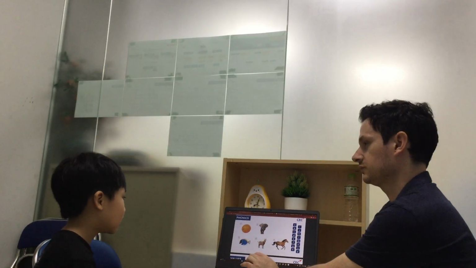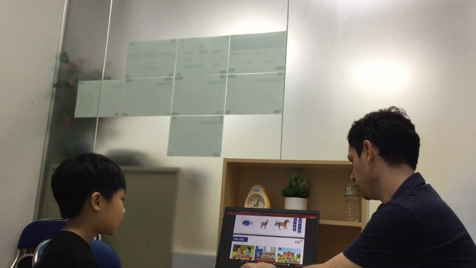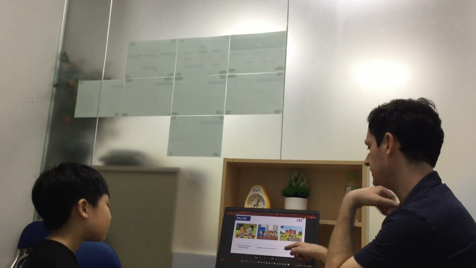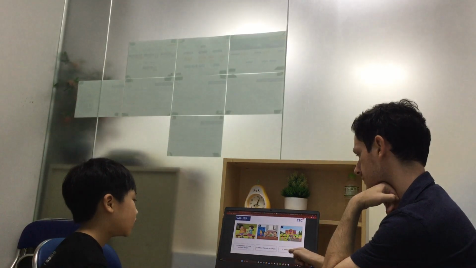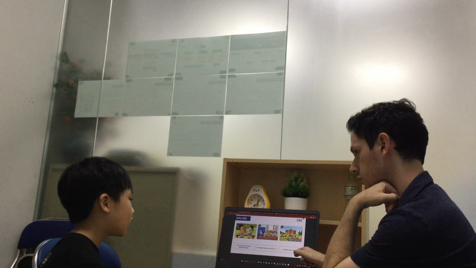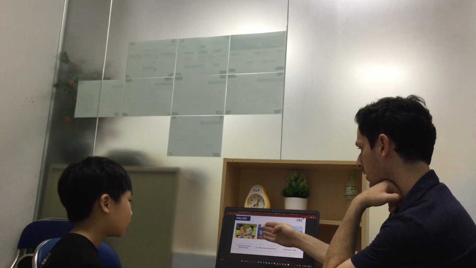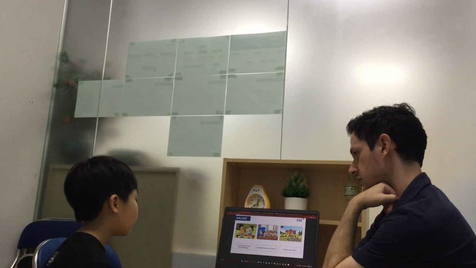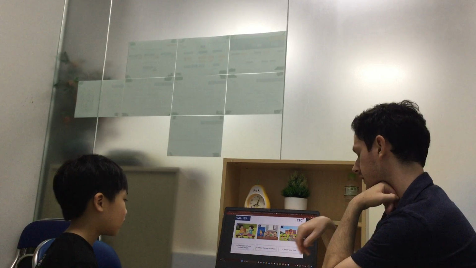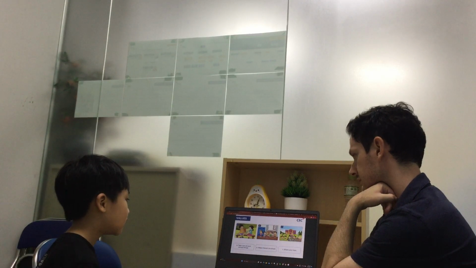And this one? It's an orange. Orange, good. What does this say? Share? Share your toys. Toys, very good. Picture one, two, or three? Picture one. Good. Make friends at school.